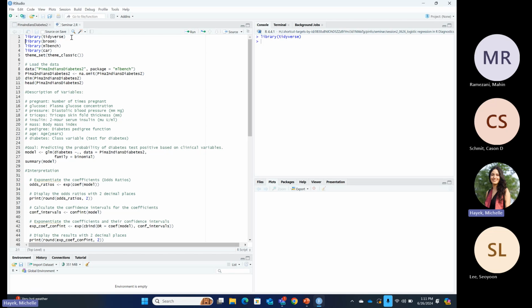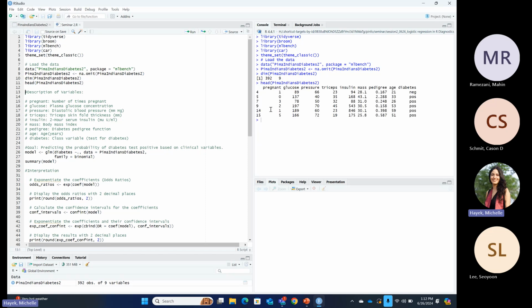So first, I'm going to load the libraries. And the data that we're going to use is called Pima Indians Diabetes 2, and it's a built-in data set within R. The first step here is we're omitting any NA values from the data set. We have 392 rows and 9 columns within this data set.